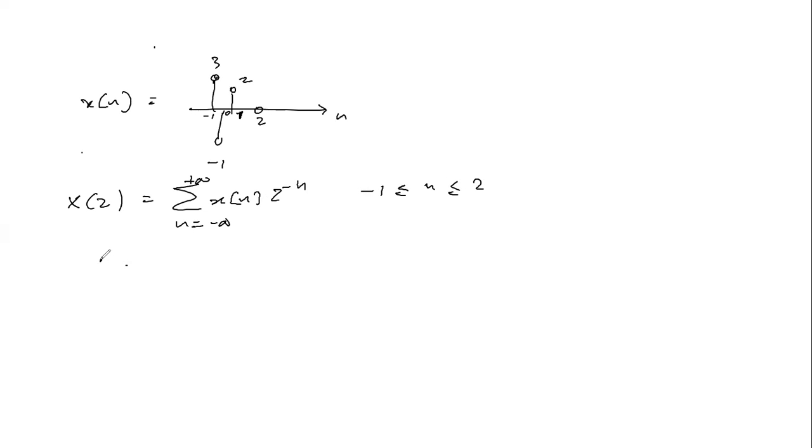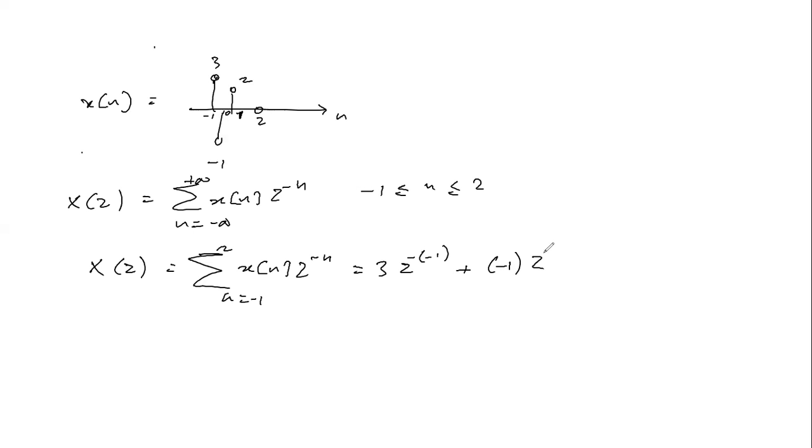So this Z transform will be the sum with n from -1 to 2 of S of n, Z to the power of minus n. From this, S of -1 is 3, the magnitude is 3. So we have 3, then Z to the power of -(-1), since n is -1 here. Plus the next point, the magnitude is -1, then Z to the power of -0, since n is 0. Plus the next point is 2, the magnitude is 2, Z to the power of -1. Then the next point, the magnitude is 0, then Z to the power of -2.